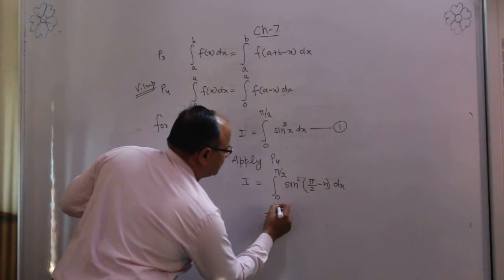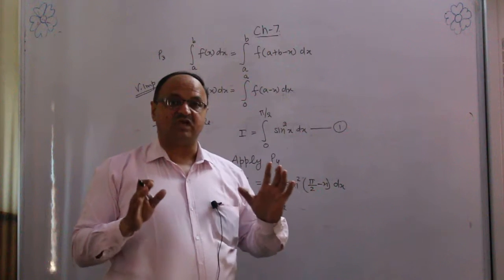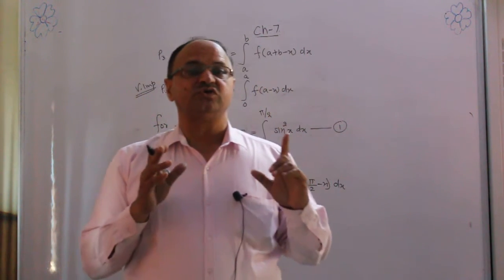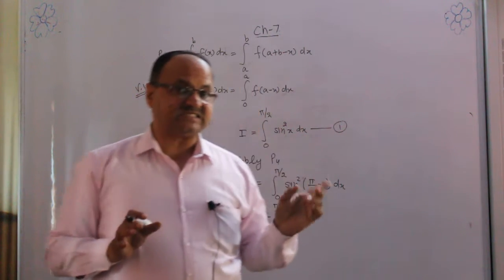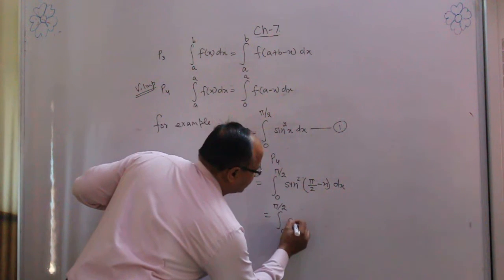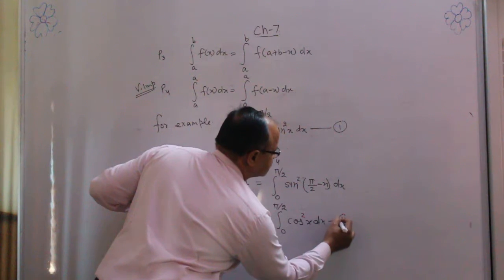Integration 0 to pi by 2. Now can you tell me the very simple formula, sine 90 minus x? Because you know that in the case of 90 and 270, the t ratio changes. It means sine is changed into cos. Therefore you can say cos square x dx. This is the second equation.